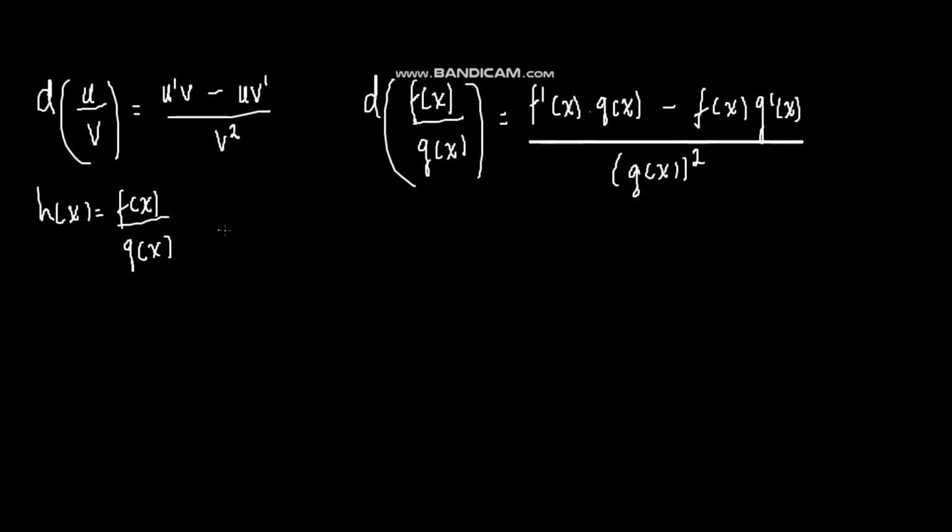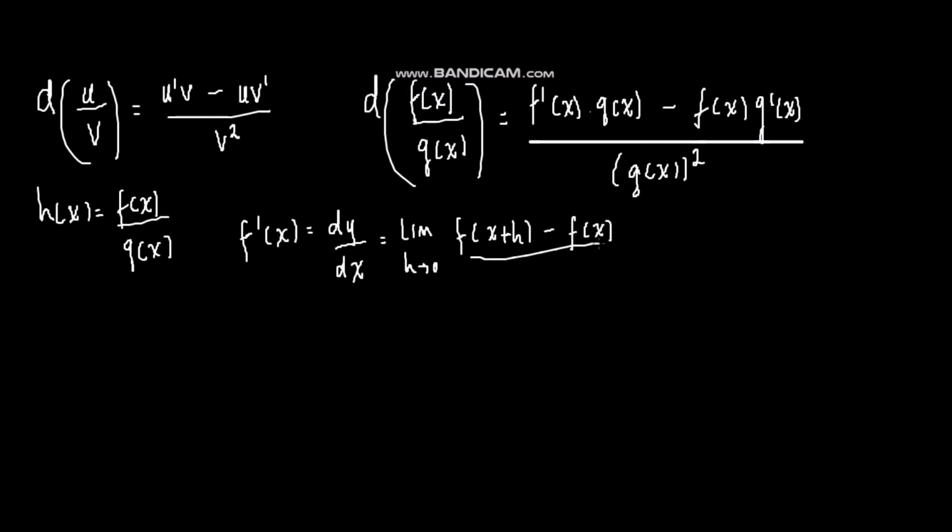Now, the definition of a derivative, f prime of x, or dy over dx, the derivative of y with respect to x, is equal to the limit as h goes to 0 of f of x plus h minus f of x over, I'm going to use a line here, over h. Okay, so this is the definition of a derivative, right? It's basically the slope. It's the slope of the tangent to a function.